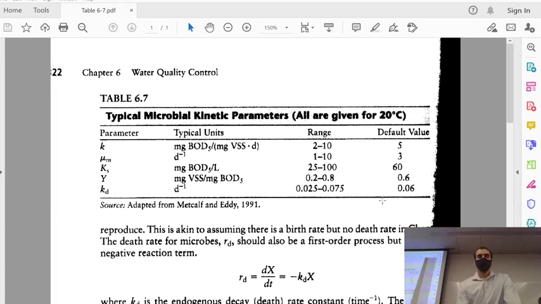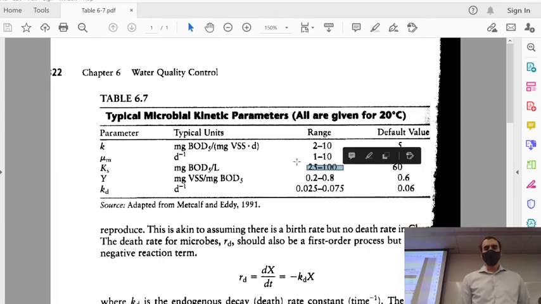So if you wanted to design your own problem or change some parameter to test something on your own, this would be a good place to look to make some adjustments and do some calculations. But essentially it gives you a feel for these units. So this maximum specific growth rate coefficient is about 3 per day, whereas the death rate is 0.06 per day. Our typical k value is 5 milligrams BOD per VSS per day, and so on. So this K_s, the half velocity constant, so that amount of food where the bacteria are half as happy as they could be, that's between 25 and 100.